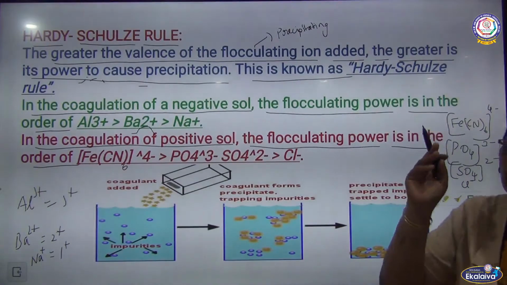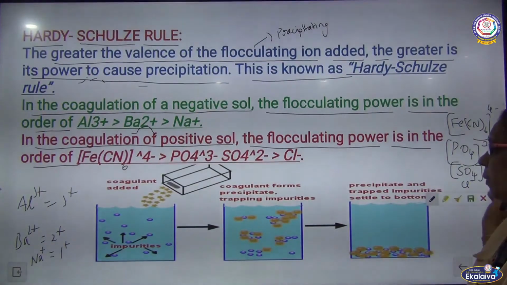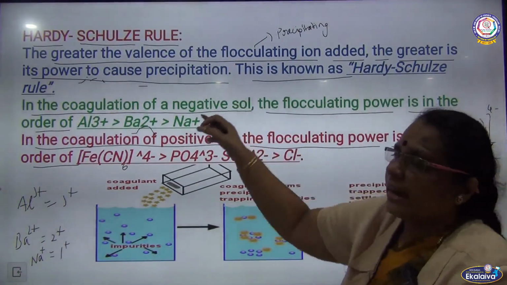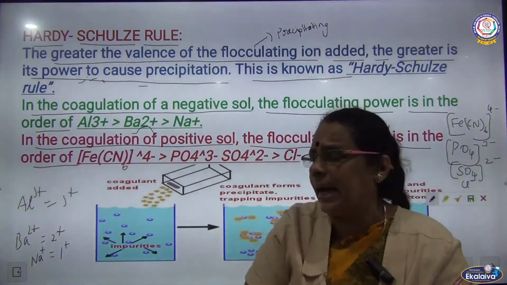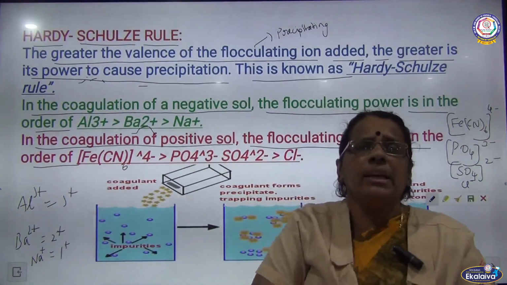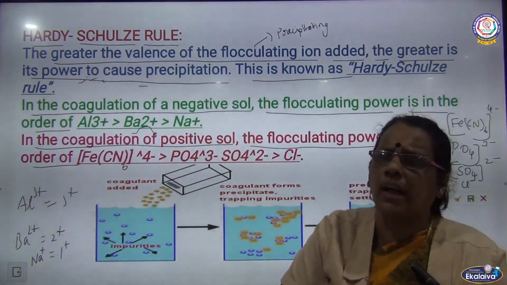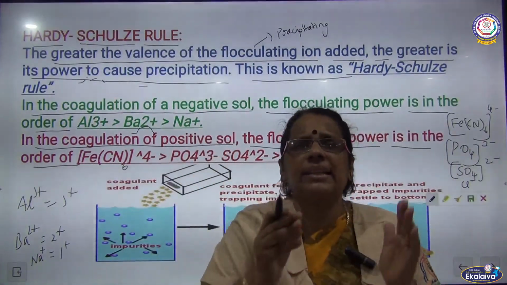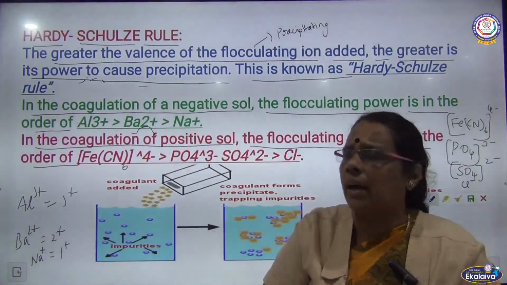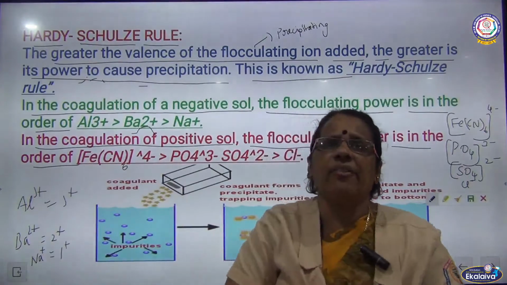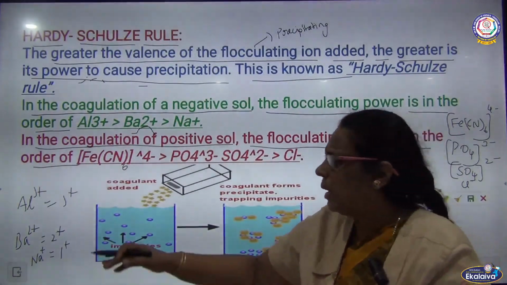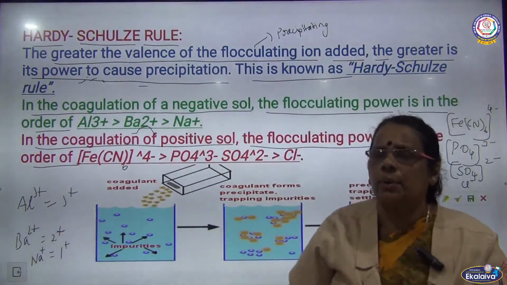Sulfate ion is greater than chloride ion, which has got only 1 negative charge. When it is a negative sol, we are going to add a positively charged particle. Even in the case of a positively charged particle, you have to see the valency of the positively charged ion. So I have compared 3 different ions: one is aluminum, the other one is barium, the third one is sodium.